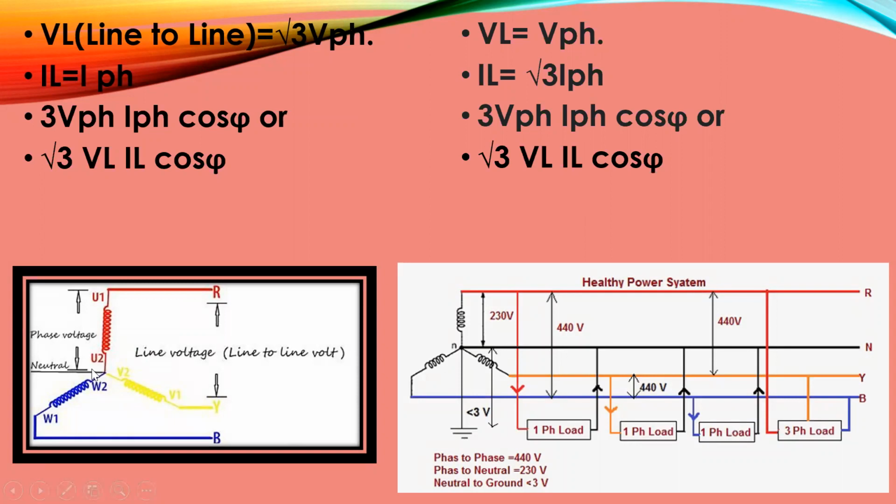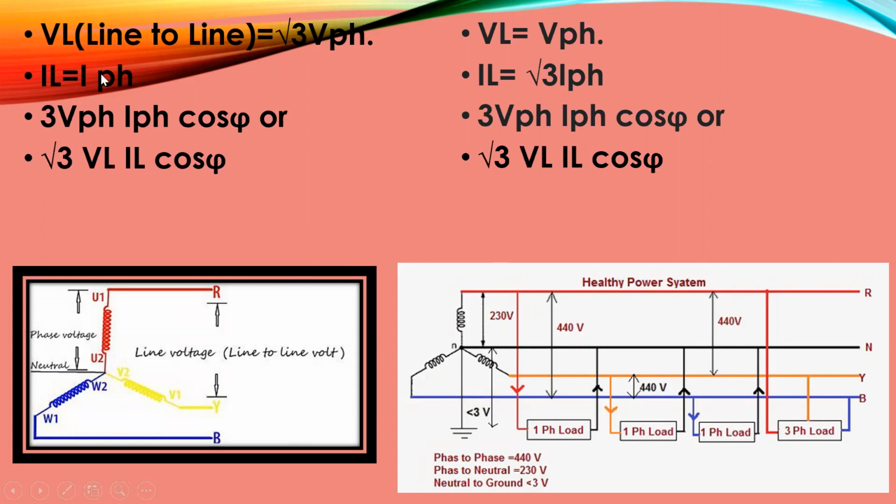Now VL is equal to √3 of V phase. VL is the line voltage. If line voltage is 440 volts, what will your V phase be? 440 divided by √3. That will be 230. So your phase voltage will be 230.